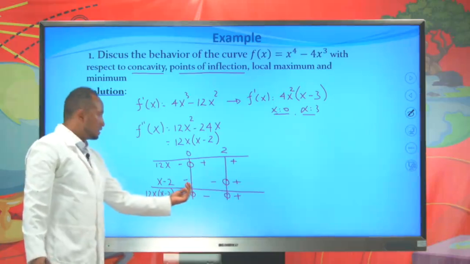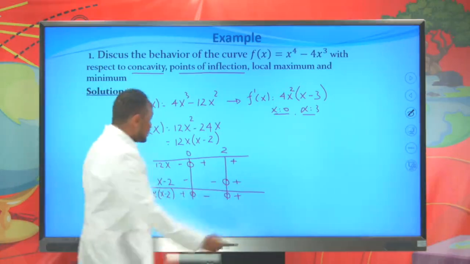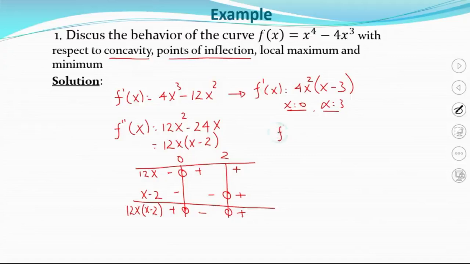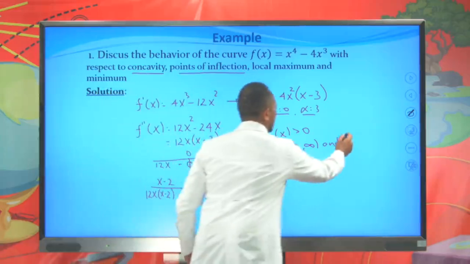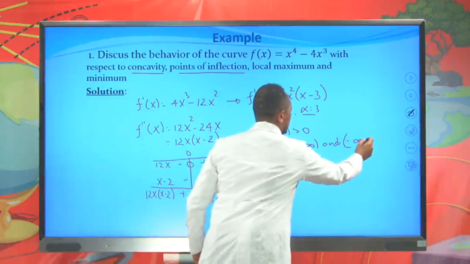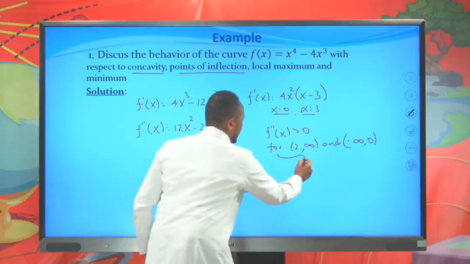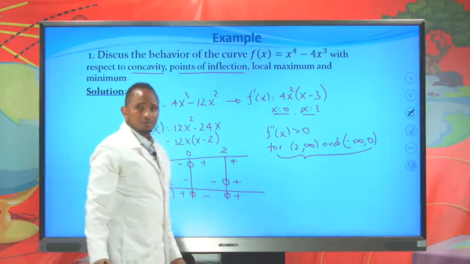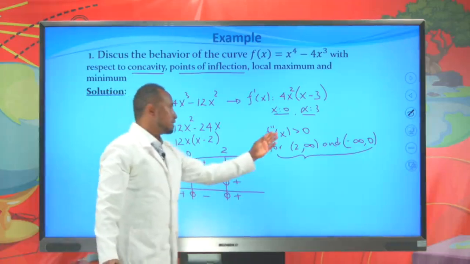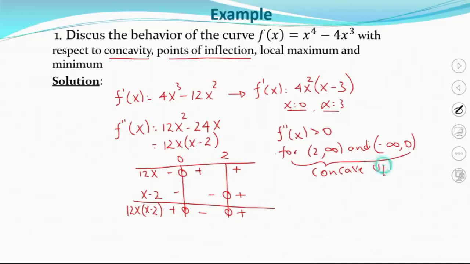Therefore, the second derivative of our function f of x is greater than 0 for the open intervals 2 up to infinity and negative infinity up to 0. Therefore, for this interval, our graph is concave upward, since the second derivative is greater than 0. It is concave upward.